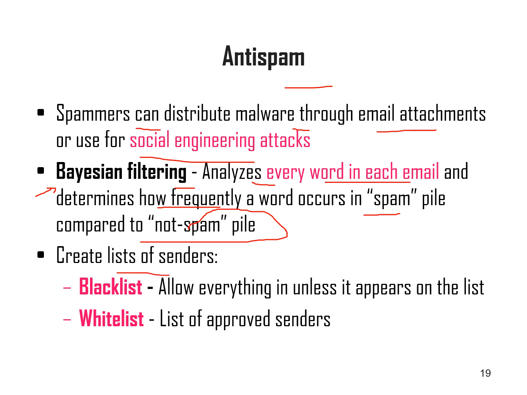So creating a list of senders. Blacklist, whitelist. This is also a very important 2-mark question. A blacklist or whitelist. A blacklist allows everything in unless it appears on the list. A whitelist is a list of approved senders, right? So that is whitelist. So a blacklist allows everything in unless it appears on the list. A whitelist is nothing but a list of approved senders. So whitelist I can trust.